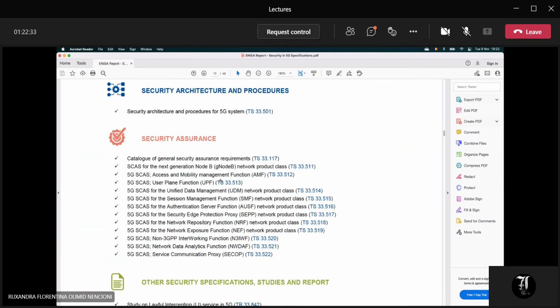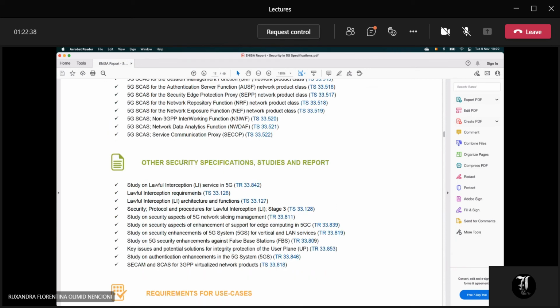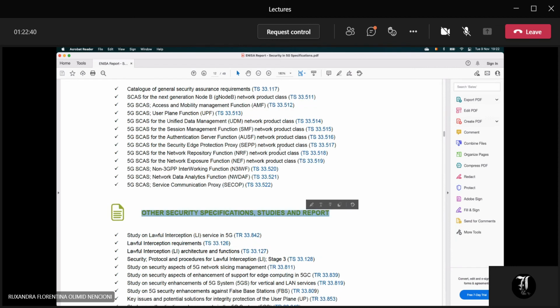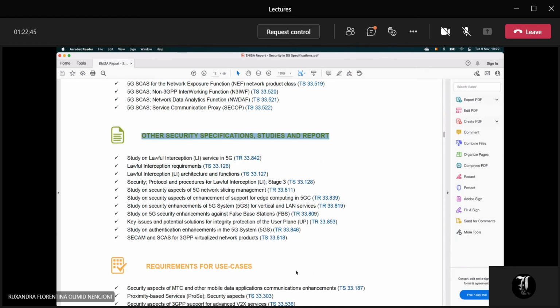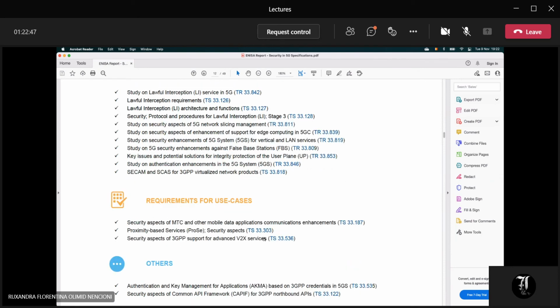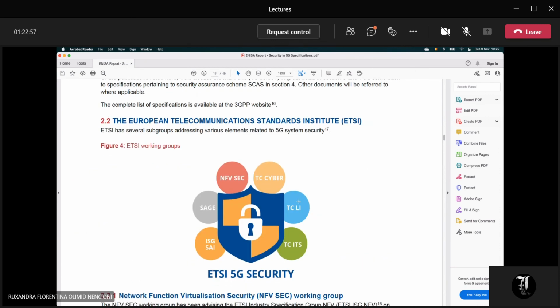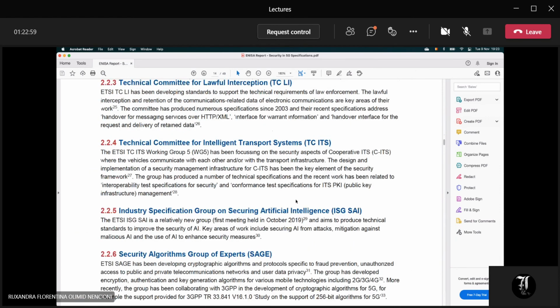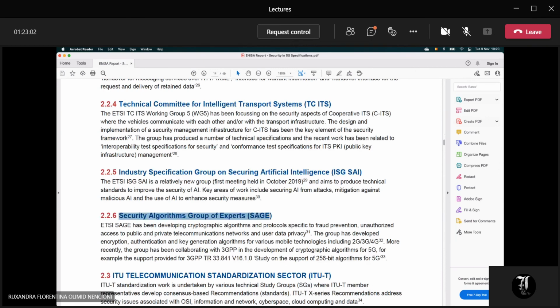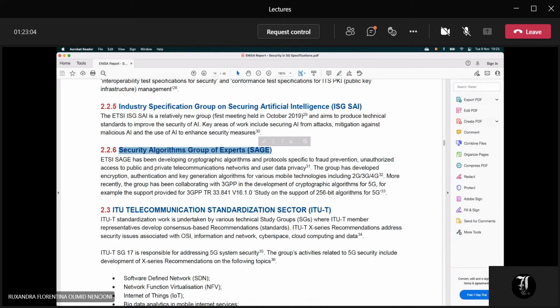Okay, so then it's giving me some security architecture. Okay, some security specifications. So here I have all the list of important specifications related to security. If I want to go to the standards, okay. Use cases, if I want to go to the standards. Authentication and key management, how it's working with the credentials, if I want to do that. And so on, okay? Then I have, I don't know, the security algorithms group that are talking about what security algorithms I can use in 5G.